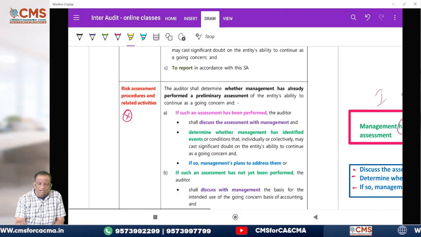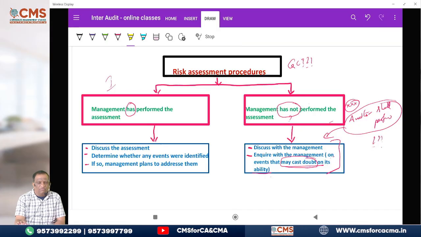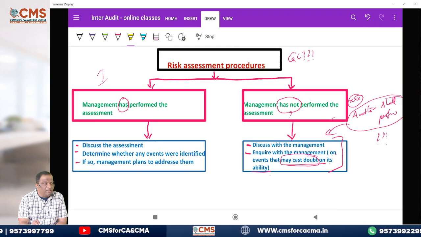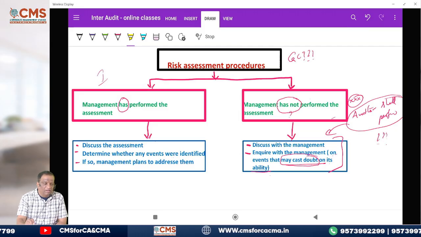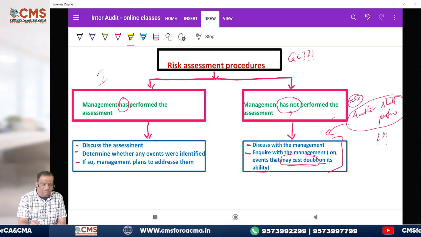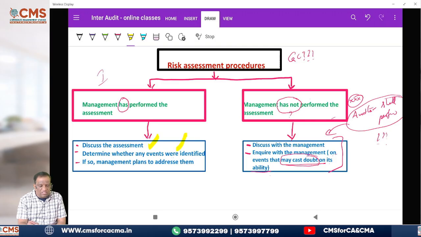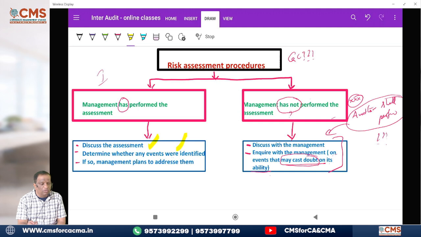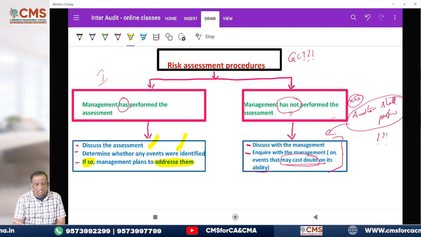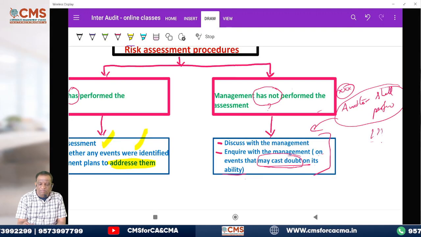Then let's move on to it. Then risk assessment procedures. I'll go a little fast in this because this is not really required to be discussed at length in a revision mode. Whenever I am evaluating my risk, that is whether the entity will continue or not, since it is the management who has to perform, I will check with the management whether they have performed. If the management has already performed, then for my risk assessment, I will discuss with the management. I will determine whether, when the management was evaluating, they found any such events which may cast a doubt on the going concern. And if they say yes, there was a certain event, then I ask them, how did you address them? So these three things I will do if the management has done something. But if the management has not performed, then I will discuss that with the management and make inquiries with the management about events that may cast doubt on its ability.